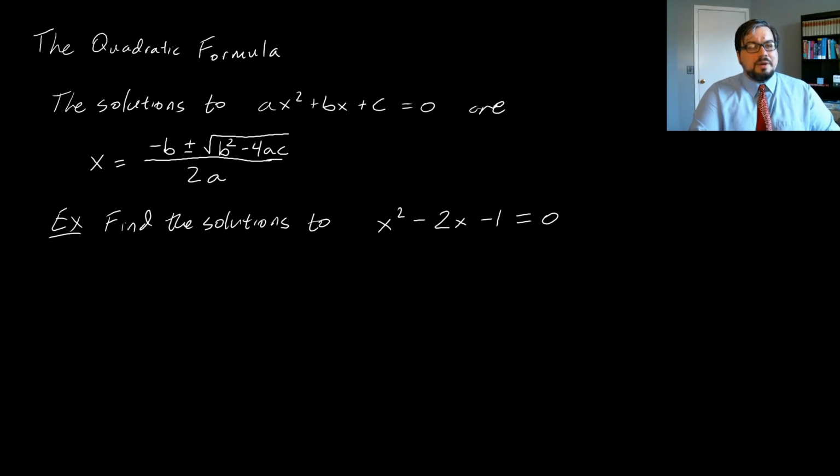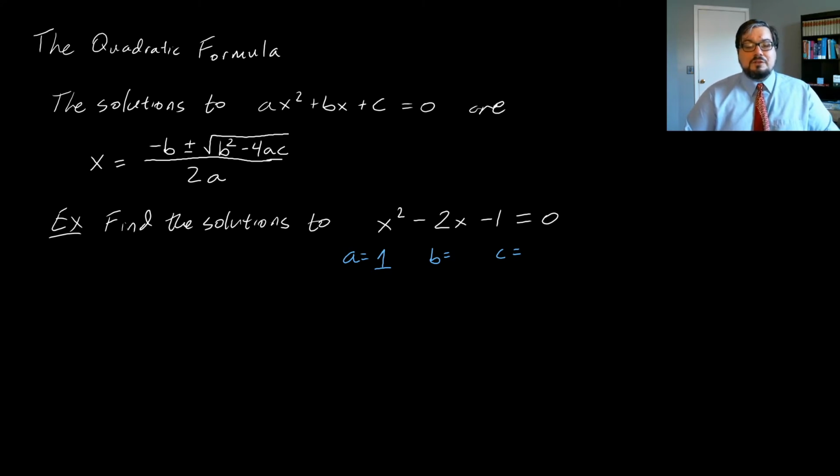Now, we don't always need to do this, but especially when first encountering the quadratic formula, I find it very helpful to be very explicit about what a, b, and c are in these problems. Now, a is the coefficient of the x squared. This problem doesn't have a coefficient of x squared written, and so that means that there's an invisible coefficient of 1 sitting there, which we have to include.